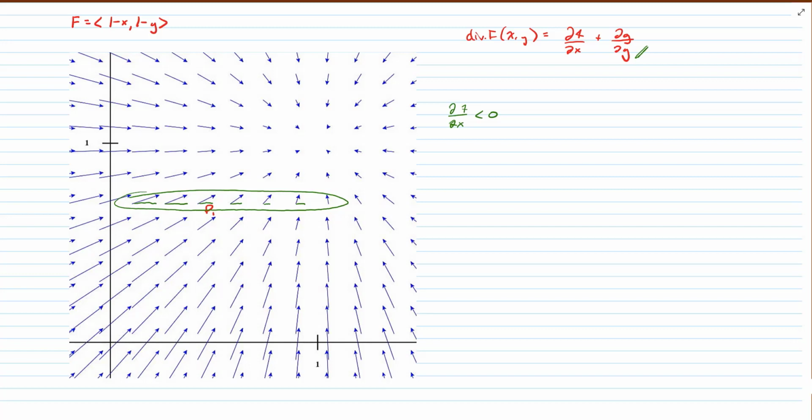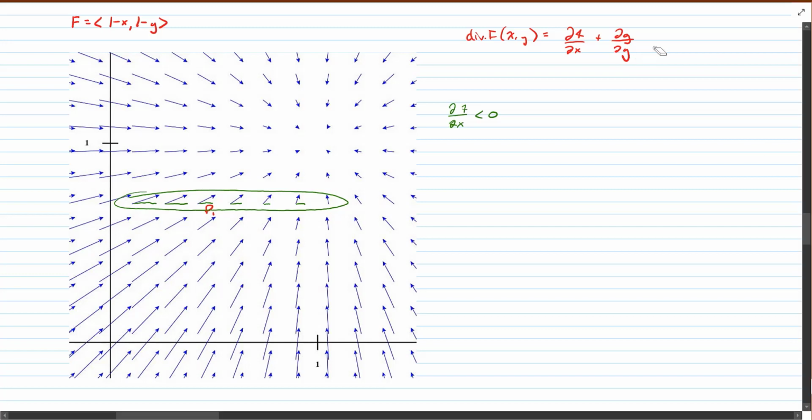Likewise, if we look at the second statement in the expression for divergence, that's the partial derivative of something with respect to y. Let's go ahead and look at a swath in the y direction here. And let's look at the y components of each of these vectors.